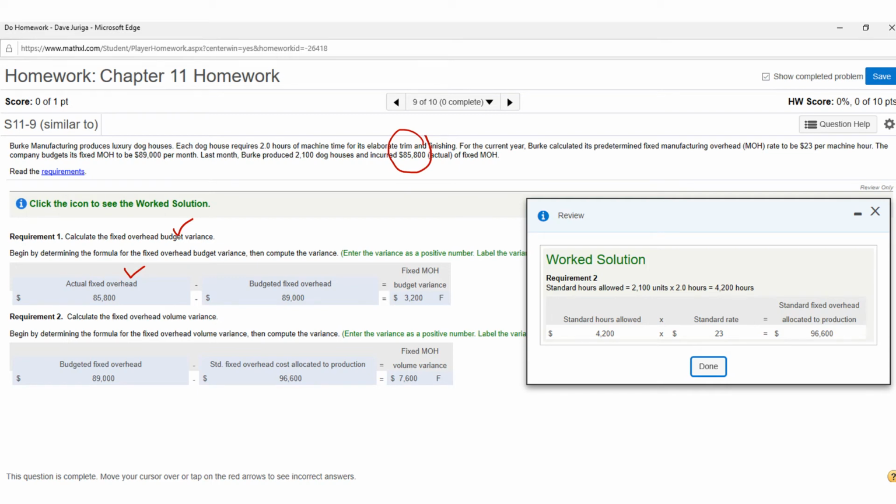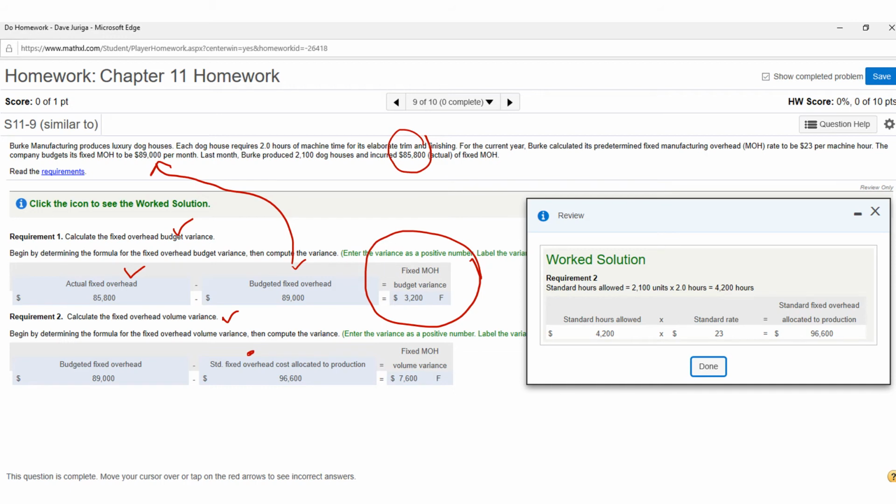And then the budgeted fixed overhead, which is also given right there. They just gave it to you. So you actually had fixed overhead of 85.8 versus the budget of 89,000. The difference obviously is a good difference because you incurred less overhead than what you thought you would have by $3,200.